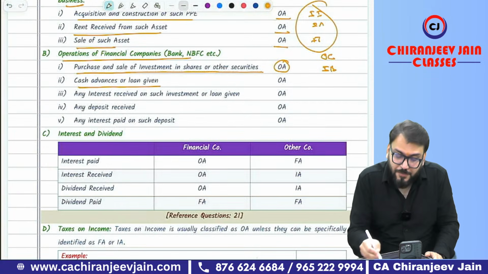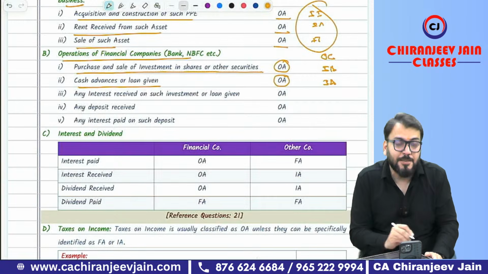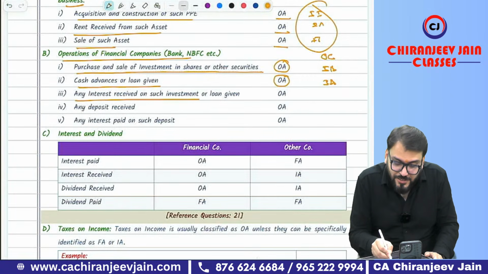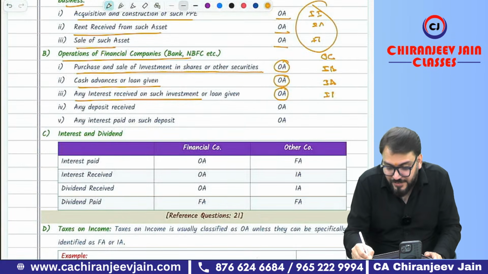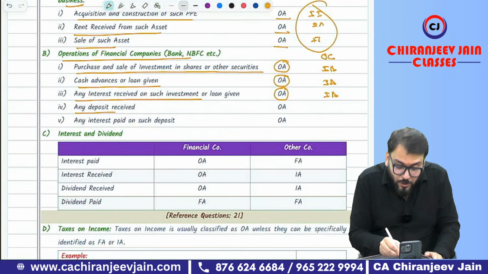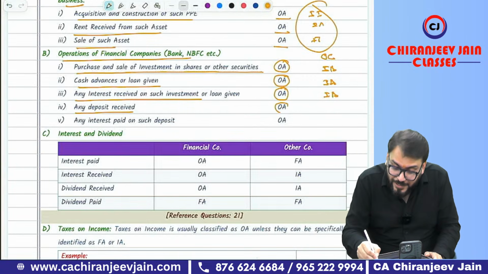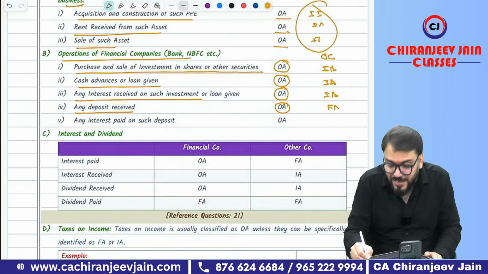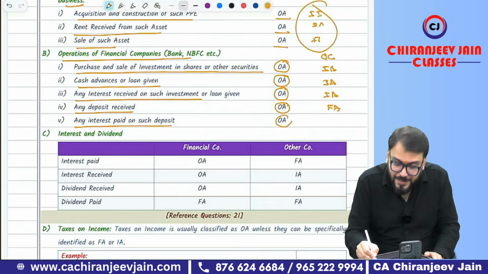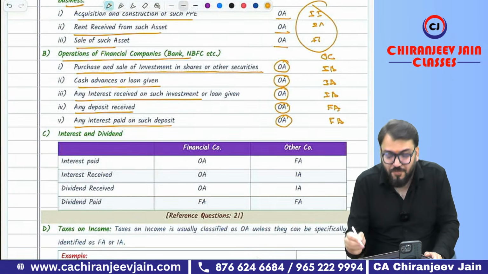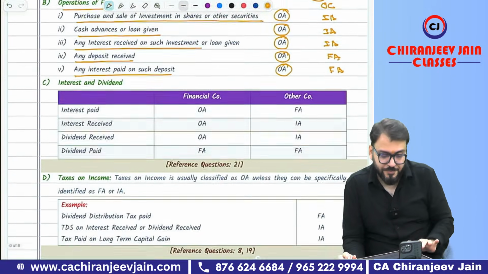Cash advance or loan given is an operating activity for a financial company, but for other companies it is an investing activity. Any interest received on such investment is operating for a financial company, but investing for other companies. Any deposit received, meaning some amount received from another party, is operating, but for others it is a financing activity. Any interest paid on such deposit is operating, but for other companies it is financing. I think it is very much clear.